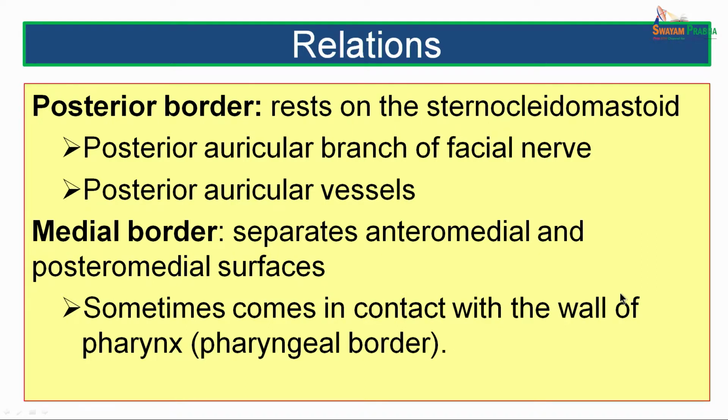We now go on to study the relations of the posterior and the medial border. The posterior border rests on the sternocleidomastoid and it is related to the posterior auricular branch of the facial nerve and the posterior auricular vessels. The medial border separates the anteromedial and the posteromedial surfaces. Sometimes it comes in contact with the wall of the pharynx and is also called the pharyngeal border.